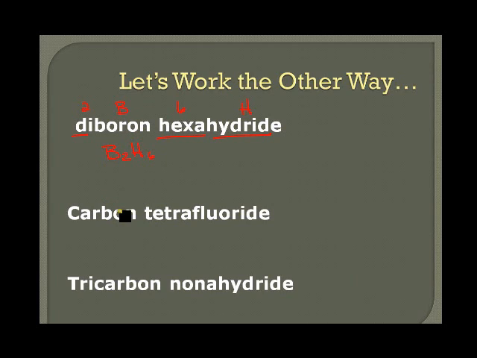Carbon tetrafluoride. Because we have carbon, we're going to use a C. No prefix means that we're only going to have one. Tetra means that we have 4. Fluoride is what we turned from fluorine. So CF4, 4 fluorines.